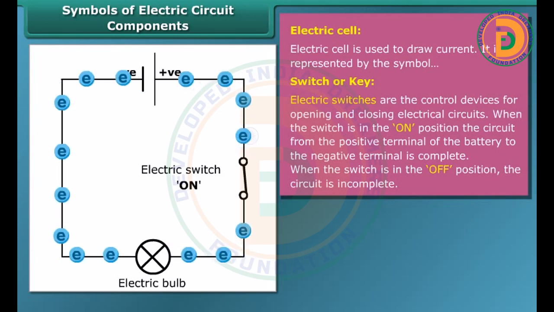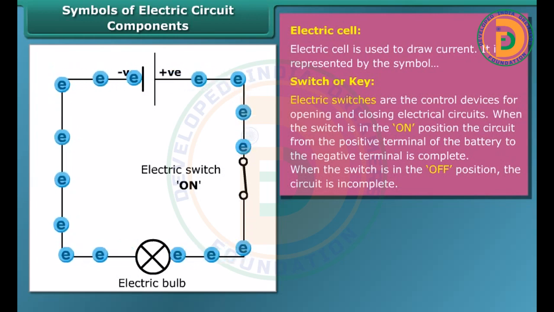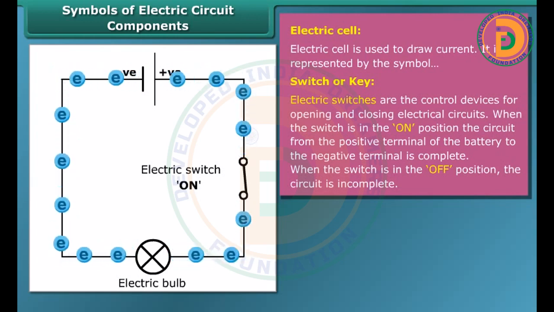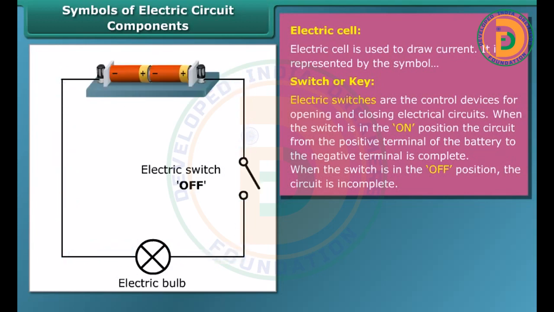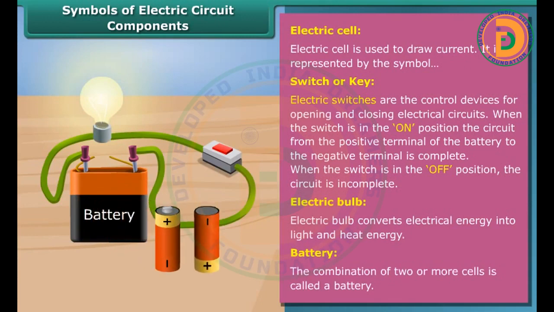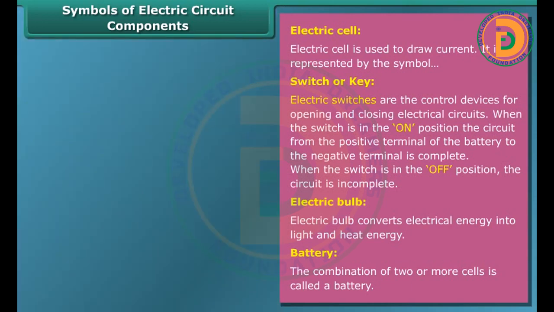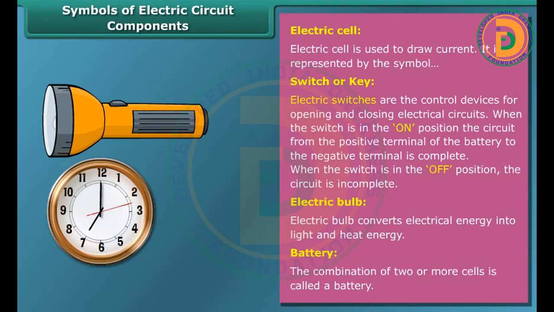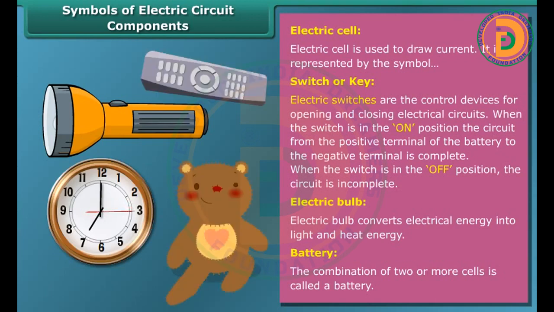When the switch is in the on position, the circuit is closed and the current flows throughout the circuit. When the switch is in the off position, the circuit is open. In this case, no current flows through the circuit. The combination of two or more cells is called a battery. In a battery, the positive terminal of one cell is connected to the negative terminal of the next cell. Many devices such as torches, wall clocks and watches, toys, TV remote controls are the battery-operated devices.